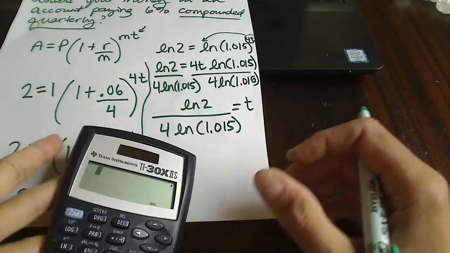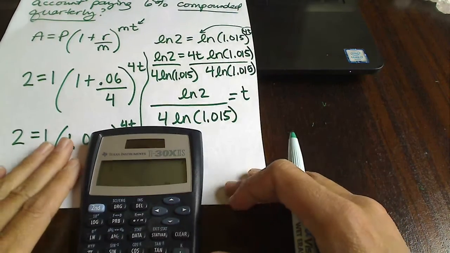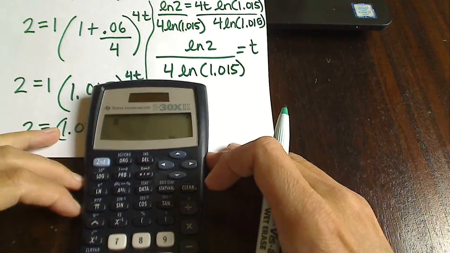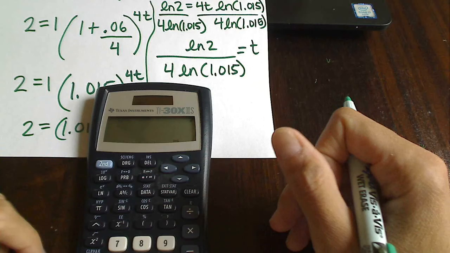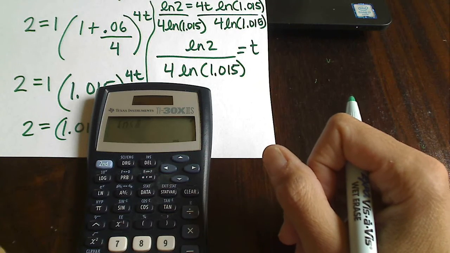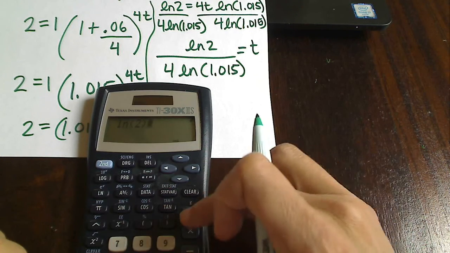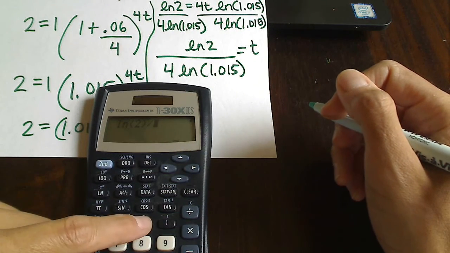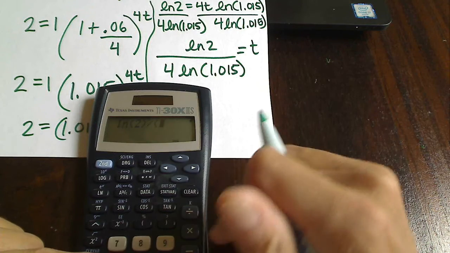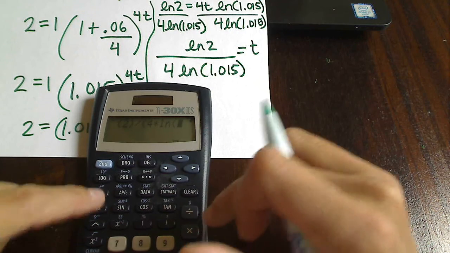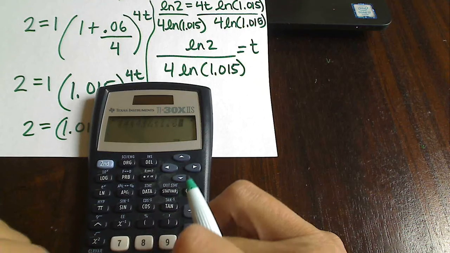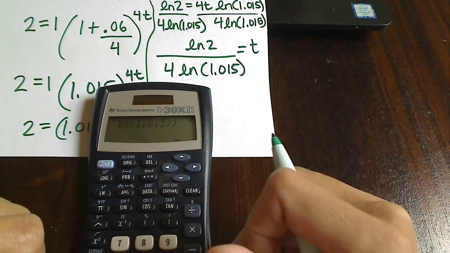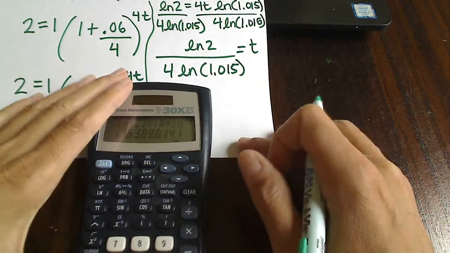Okay, so when we plug that into our calculator, I'm going to plug it in using parentheses. There are so many different calculators out there, you'll need to work with your calculator to see how that would actually work. It'll be something similar to what I'm plugging in here. So I'm going to plug in the ln of 2, and then I'm dividing by this whole thing, so I'm going to put parentheses around it. I've got a parenthesis, and then I'm taking 4 times the ln of 1.015, then I end the parenthesis for the ln and end the parenthesis for the denominator, and then hit equals.